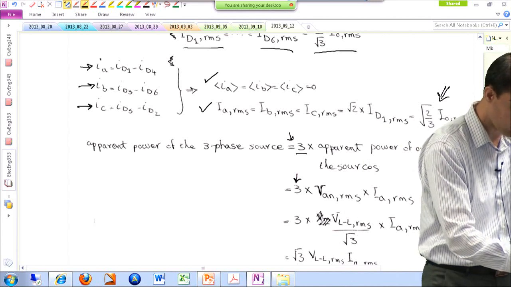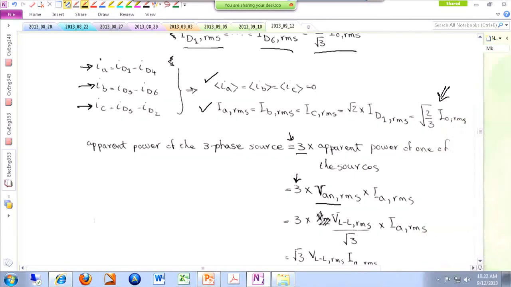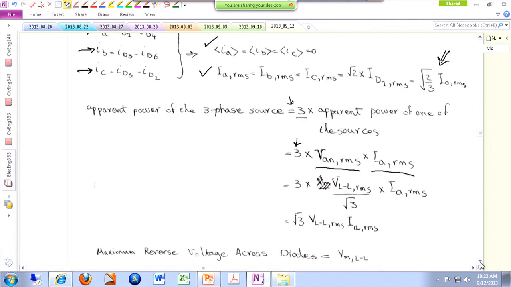And then in terms of apparent power, I'm looking at the RMS value of my input voltage, line to neutral, and the RMS value of the current that is drawn from that particular phase. If you write everything in terms of line to line maximum values, you're going to have an apparent power of this, a square root of 3 times the RMS value of the line to line voltage times the RMS value of phase A current, which is determined by the output current.